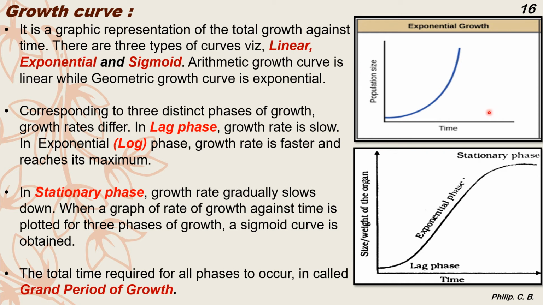So come to the image, exponential growth. Here you can see the population size and the time, how the growth phase takes place. In the second image, you can see size, weight of the organ and the time. So here the lag phase starts slowly, gradually, and then it grows at an exponential, faster rate, and after a certain time period it becomes stationary.